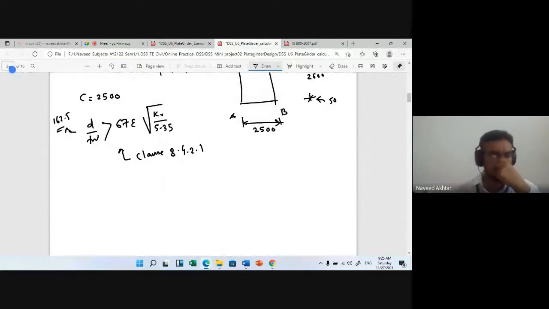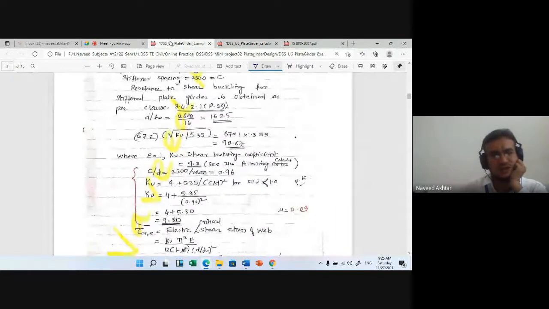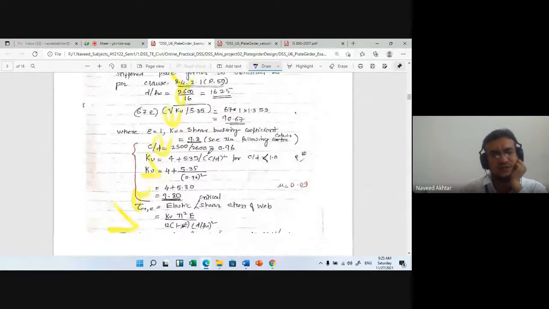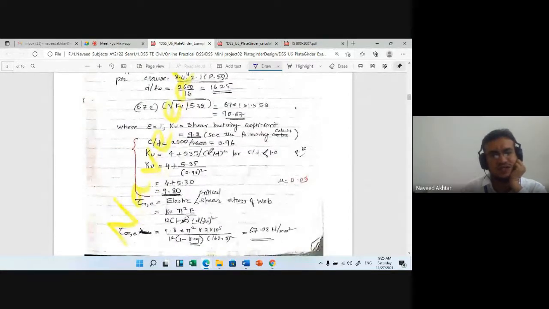The D by TW ratio we have already found out, that is 162.5. So you can find out the value of kV. Here 67 into epsilon is 1, under root of kV, where kV is the shear buckling coefficient. You can find out the kV from the IS code itself, where it is given how to find out the kV.